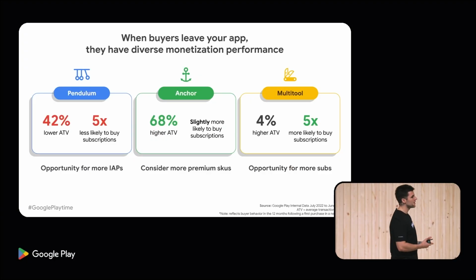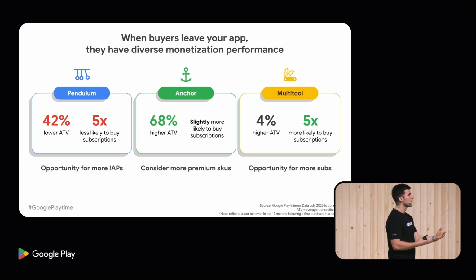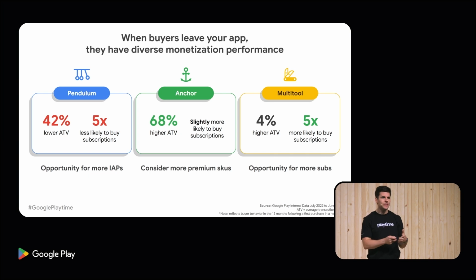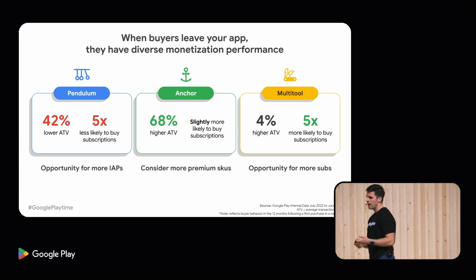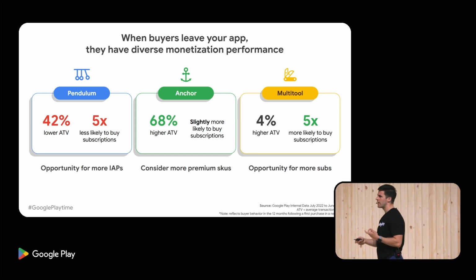And last, with the multi-tool apps, we do see that their average transaction value is basically the same when they leave, 4% higher. It's not terribly meaningful, but these buyers are 5 times more likely to buy subscriptions upon departure. So, given that they have this appetite for subscriptions, what can you do to introduce more subscription SKUs into your apps that these buyers are clearly going on to buy? And how can you introduce them at a relatively similar transaction value to what they are converting on now?